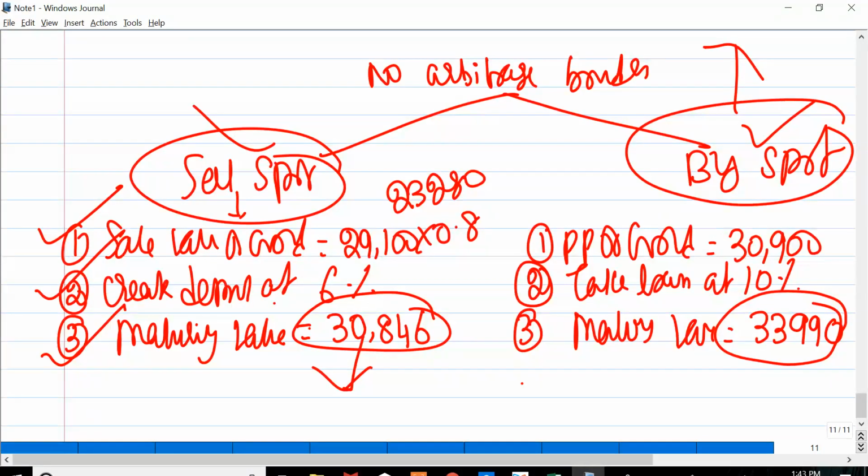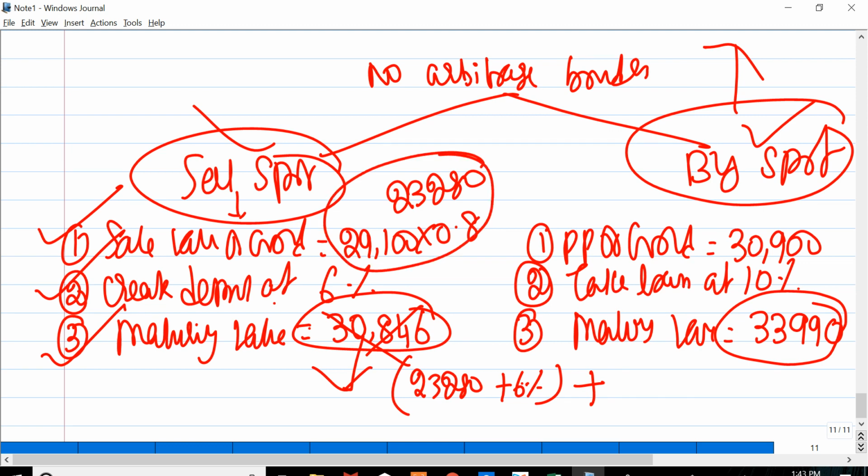Now listen for a minute. Maturity value is 23,280 plus 6% interest plus the difference between these two. What is the difference? 29,100 and 23,280, that is 5,820. You will receive your 5,820, but that will come after a year. You will receive the money. The pitfall is interest is lost. In fact, the arbitrage boundary will further shrink now. It will further come down. 23,280 plus 6% plus 5,820. You can write down the no arbitrage boundary.